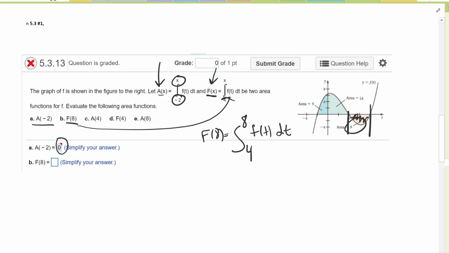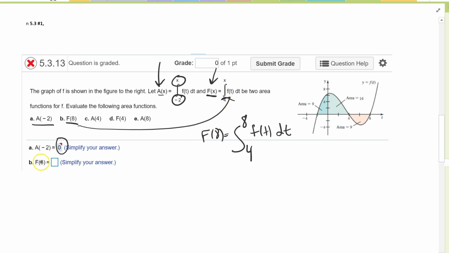Sorry, I misspoke. They're both saying the same thing. Area from -2 to x or from 4 to x. So it could both be negative. I'll also put a link to the video that's online for this. It does a pretty good job explaining it.